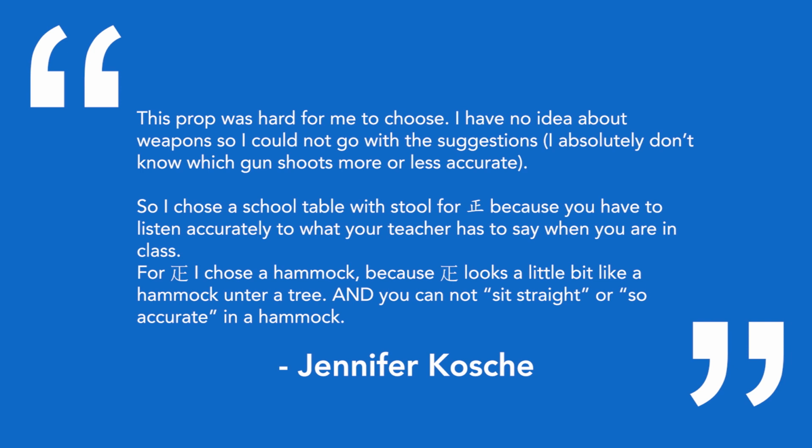She says, I absolutely don't know which gun shoots more or less accurate. Exactly. So she'll need to pick something else. So I chose a school table with a stool for zheng, because you have to listen accurately to what your teacher has to say when you're in class. For pi, I chose a hammock because pi looks a little bit like a hammock under a tree, and you cannot sit straight or so accurate in a hammock. So perfect. I love that.